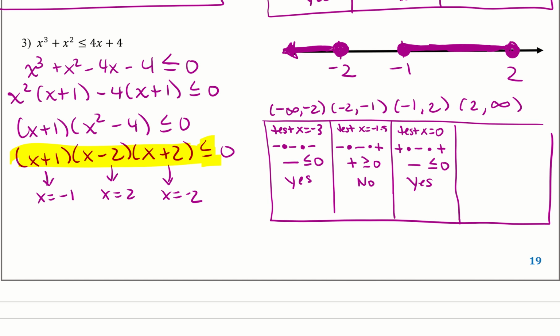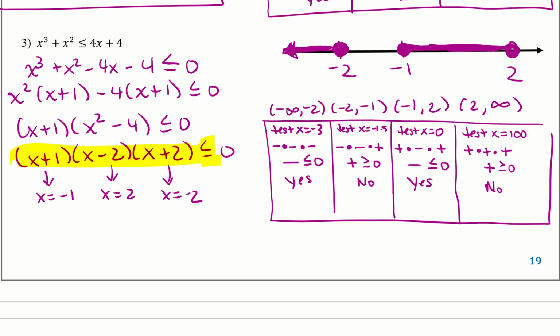And then if I test something to the right of 2, maybe I test something like 100. It doesn't actually matter as long as it's in the interval between 2 and infinity. You can pick any x value in that interval. I'd end up with a positive for every factor, and when I multiply that together, I get a positive. I want it to be less than or equal to 0. I'm not, so I will not pick that region.